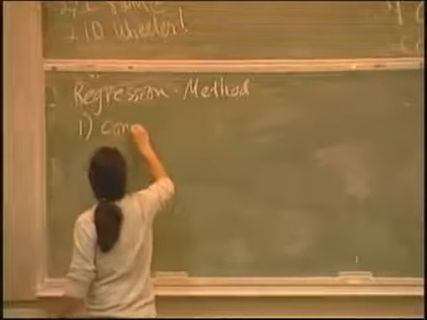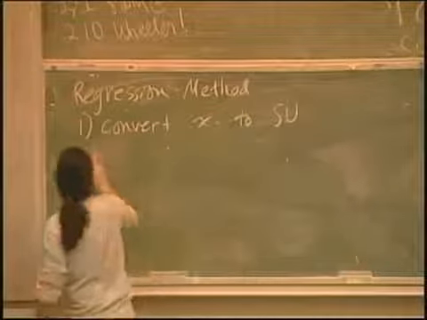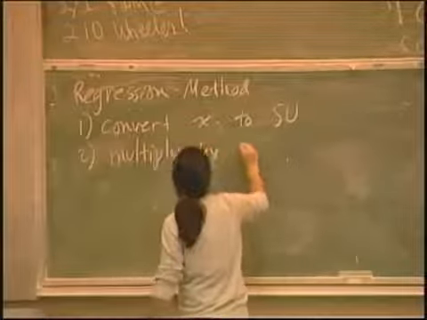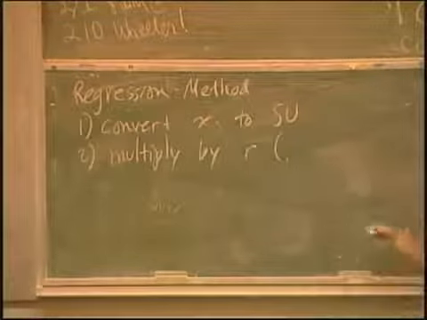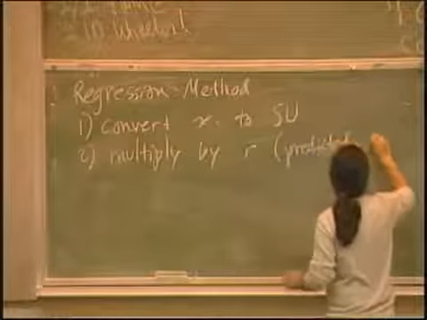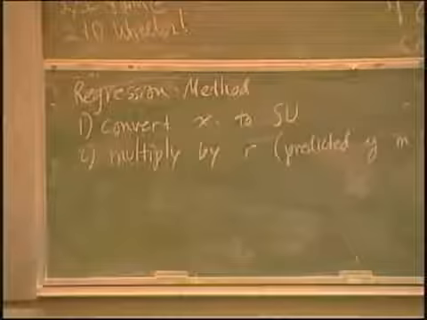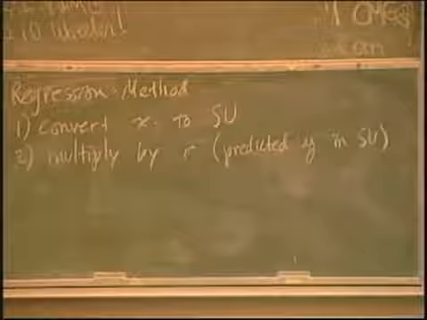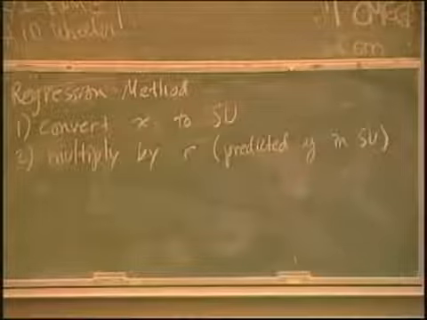First step is to convert x to standard units. Second step is to multiply by r. And that multiplication gives us a predicted y value in standard units. Once we've done those first two steps, what we have there is the predicted y value in standard units. And the extended example I did with predicting foot length from either GPA or height or shoe size was an attempt to illustrate this.